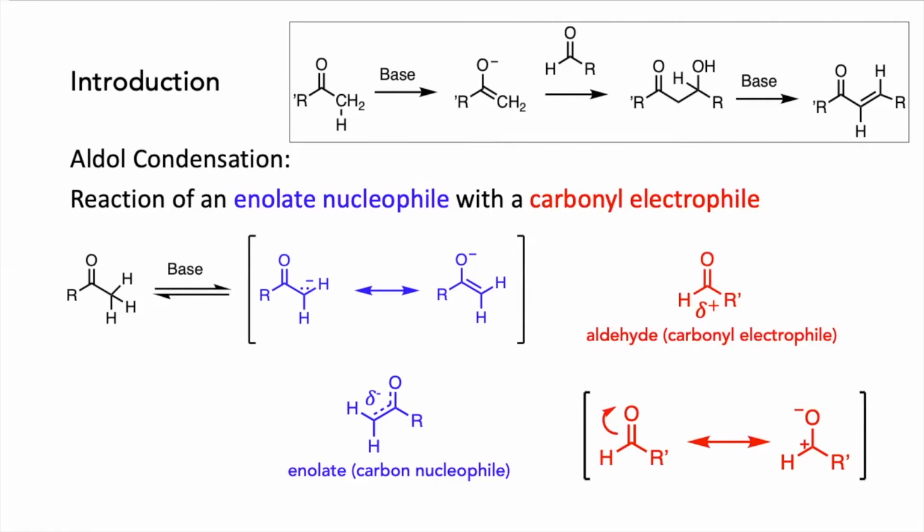The aldol reaction is a carbonyl condensation reaction between two aldehydes or two ketones, giving a beta-hydroxyaldehyde or ketone, which will then dehydrate to give an alpha-beta unsaturated compound. So it's the reaction of an enolate nucleophile with a carbonyl electrophile. This reaction can be used for both aldehydes and ketones.